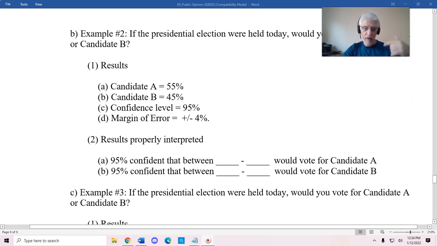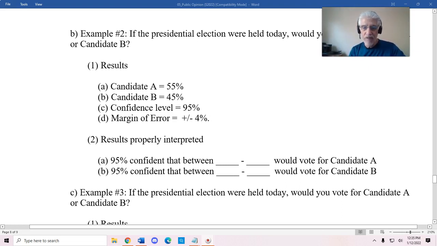So let's start off with the results properly interpreted referring to candidate A. We wouldn't say that candidate A was ahead by 10 percentage points. Instead, we would say that we're 95% confident that somewhere between 59% and 51% would vote for candidate A. Now, how did I get 59 and 51? Well, the margin of error is plus or minus 4. So I added 4 to 55%, and then I subtracted 4 from 55%, and that's how I got 59% to 51%. That's what that poll is really telling us.